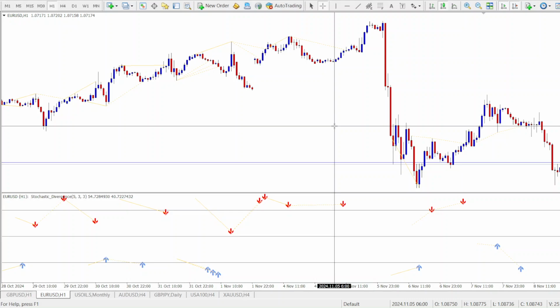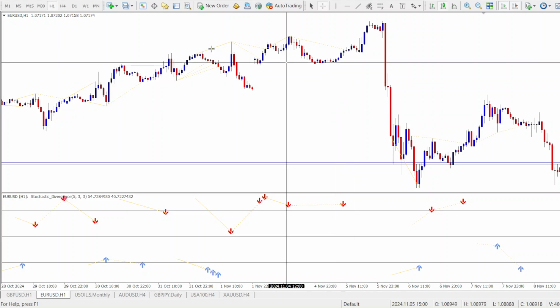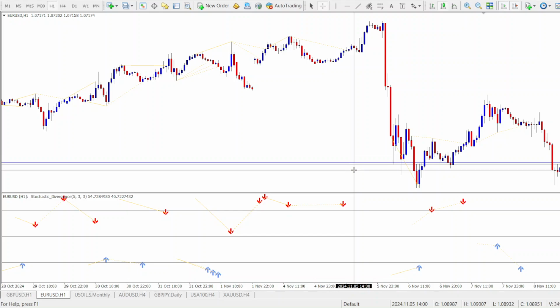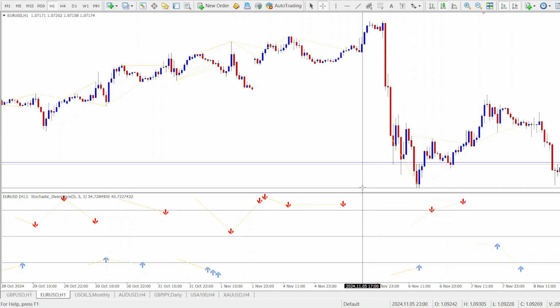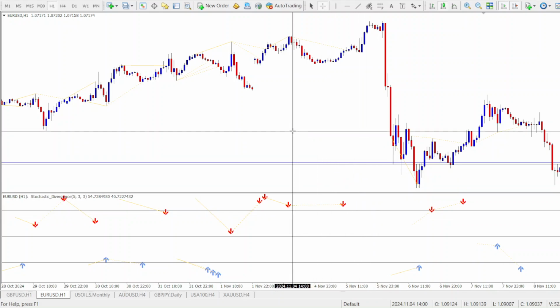So in this particular video, we are going to be diving into an essential tool for Forex traders. We are going to be looking at the Stochastic Divergence Indicator. Now this indicator is a custom indicator. This is the MetaTrader 4 platform. So I had to download this indicator from an online source.